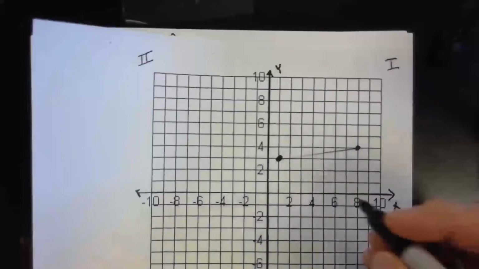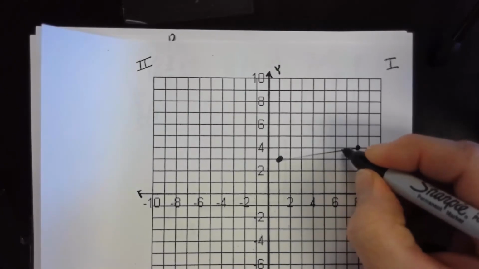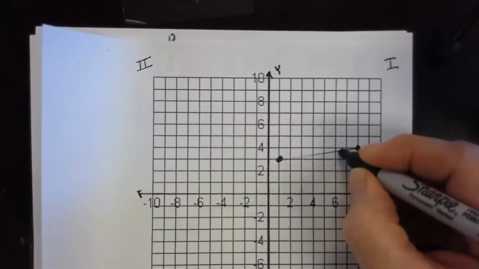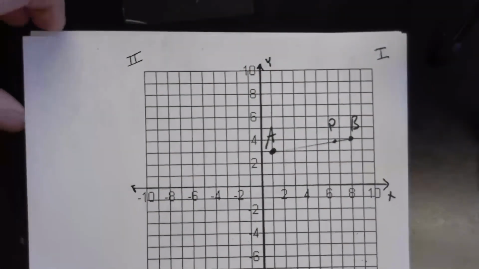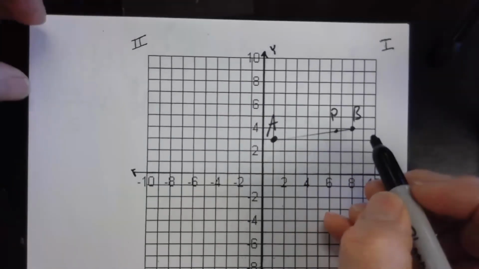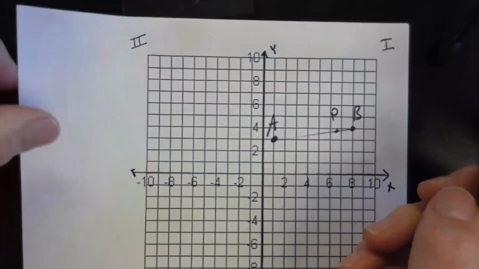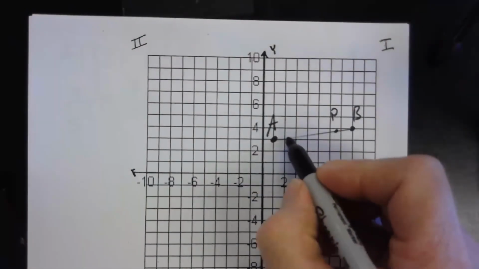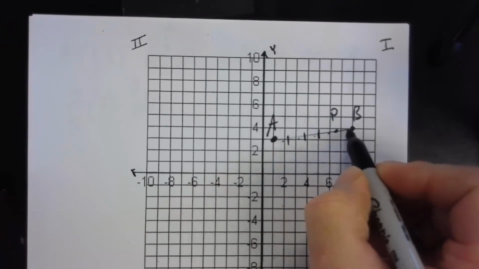6 3/5. 6 3/5, and then 3 right there. So here's point A, here's point P, here's point B. What do you think? Is it in the ratio of, what was the ratio again? 4 to 1. So 1, 2, 3, 4 to 1. Yes?